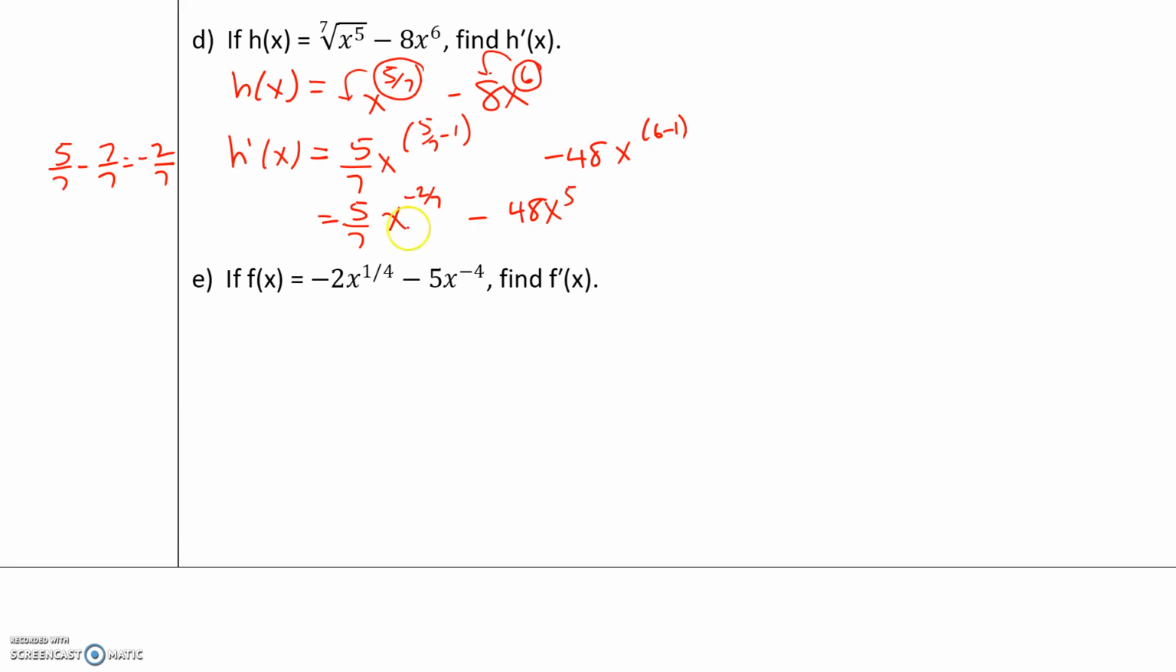Lastly, we cannot leave this as a negative exponent. So to rewrite this using only positive exponents, this whole x to the negative 2 over 7 is going to move to the denominator and become positive. So the denominator already has a 7, and so we're going to get 5 over 7 x to the 2 over 7 minus 48x to the fifth. Okay, and then do the last one in class.